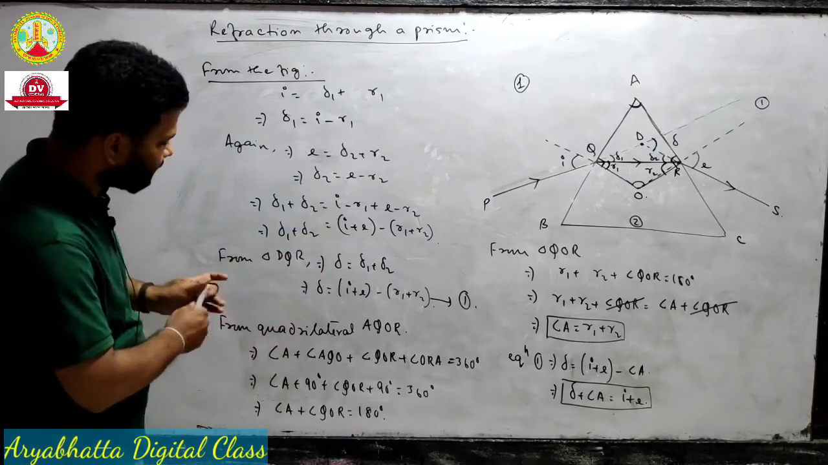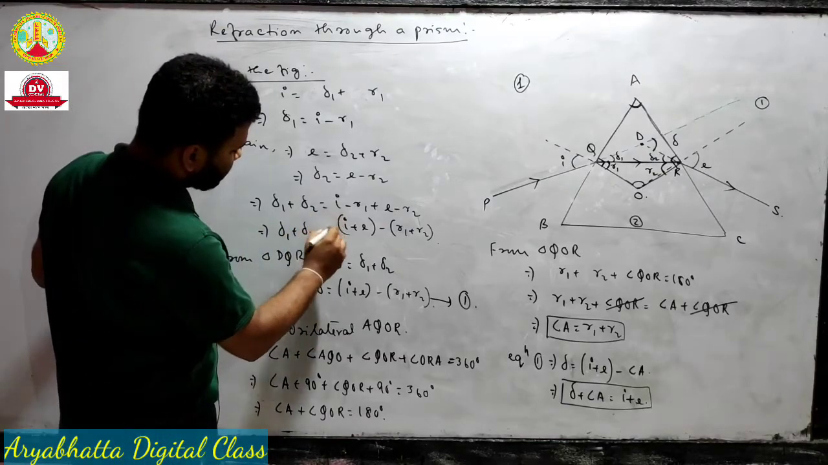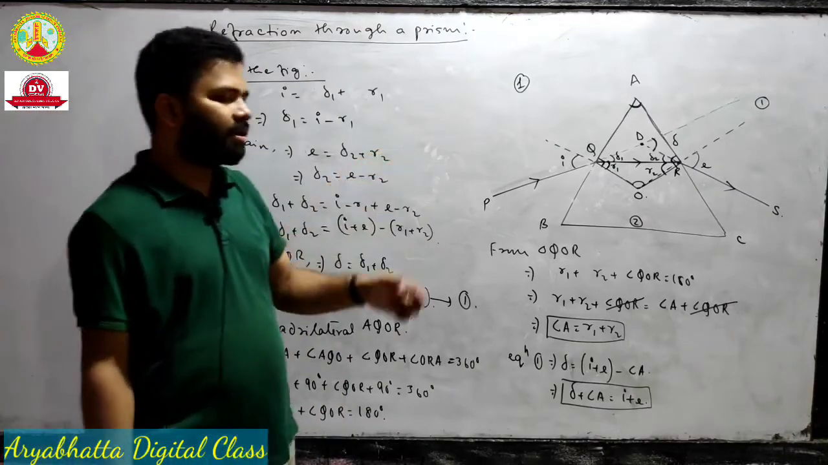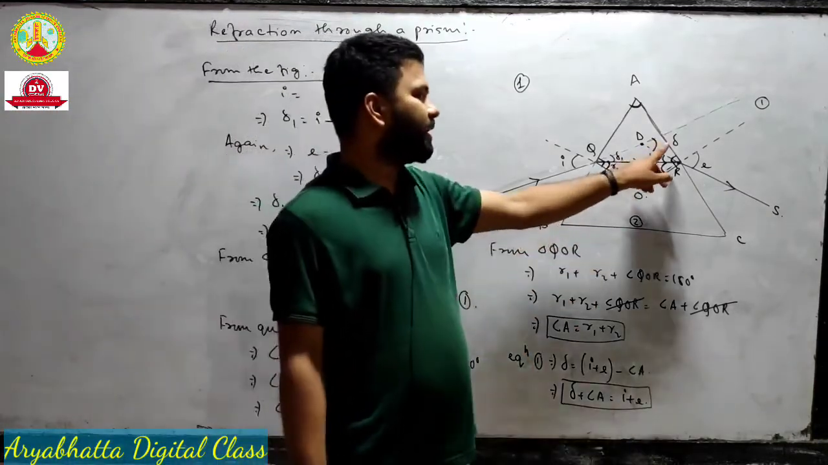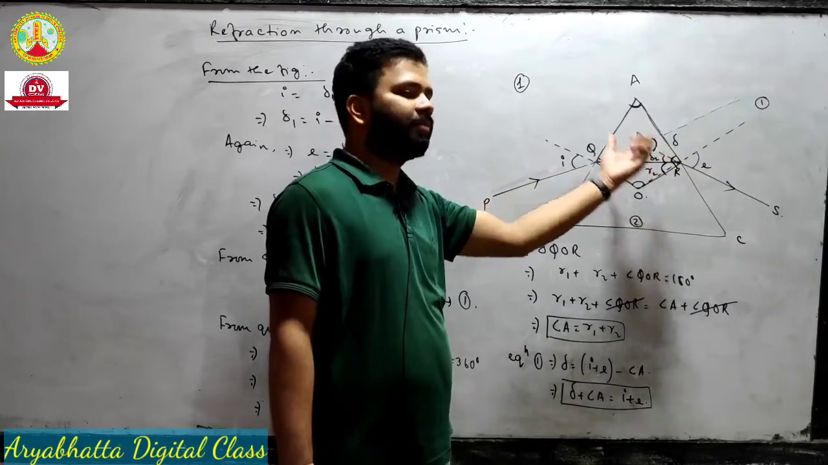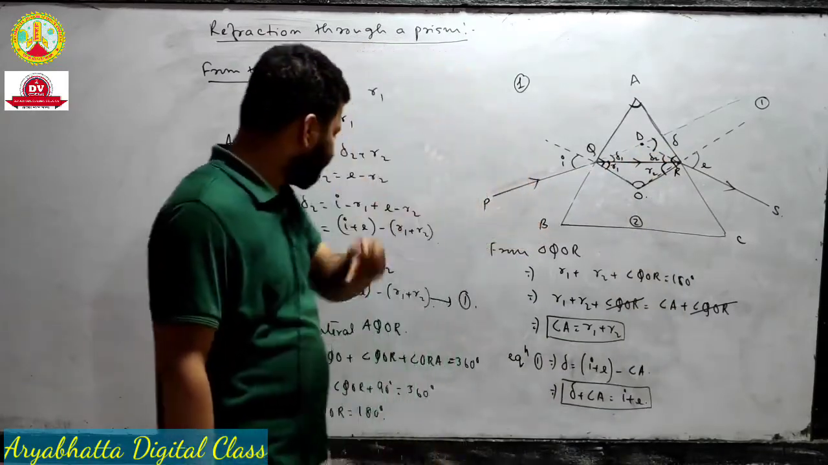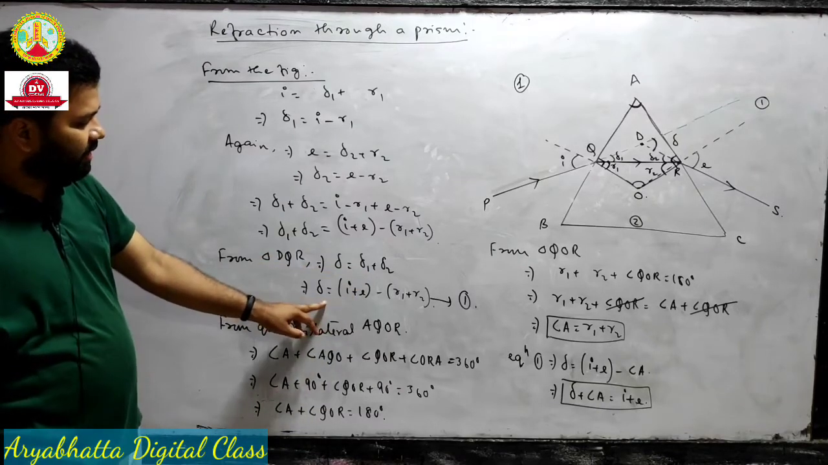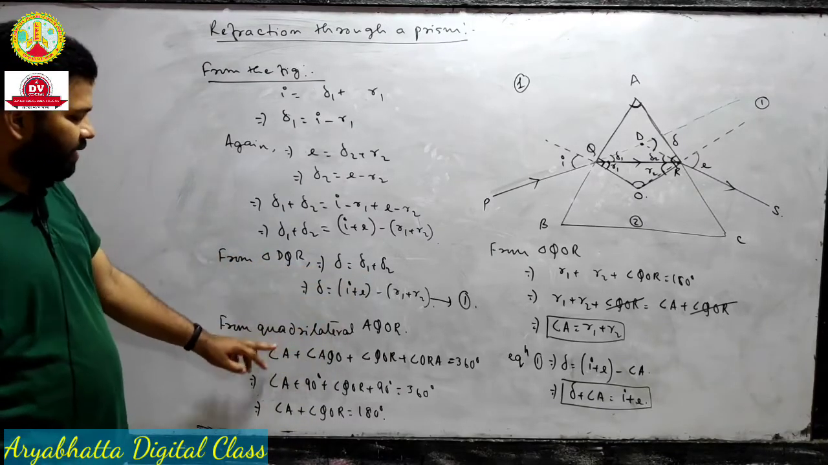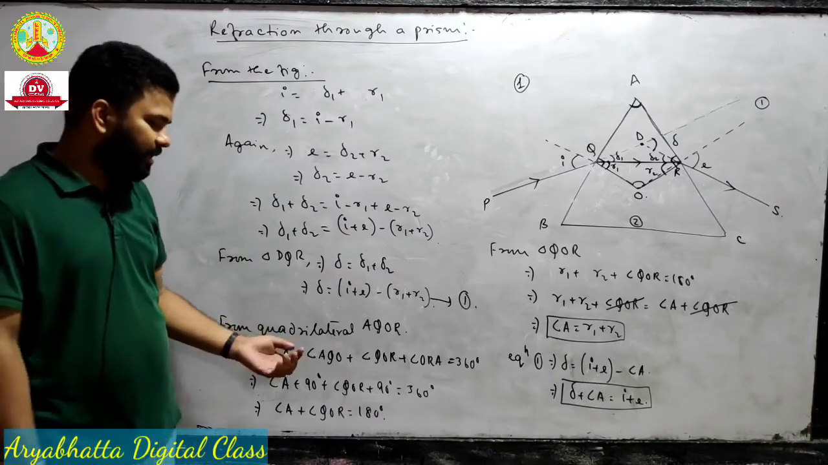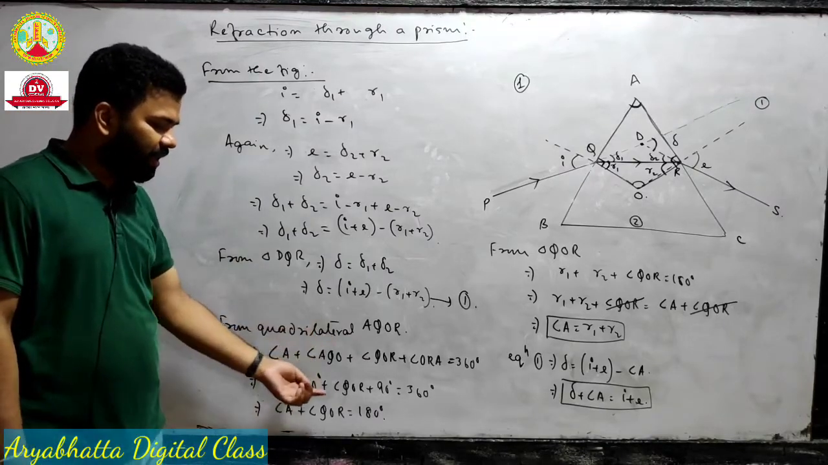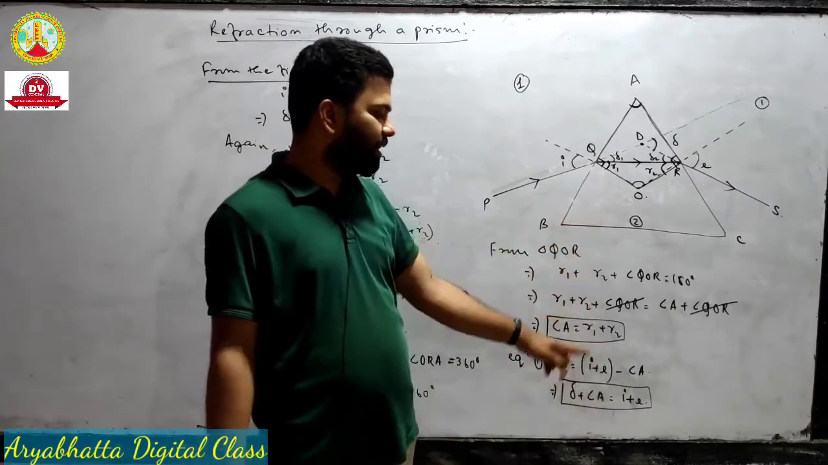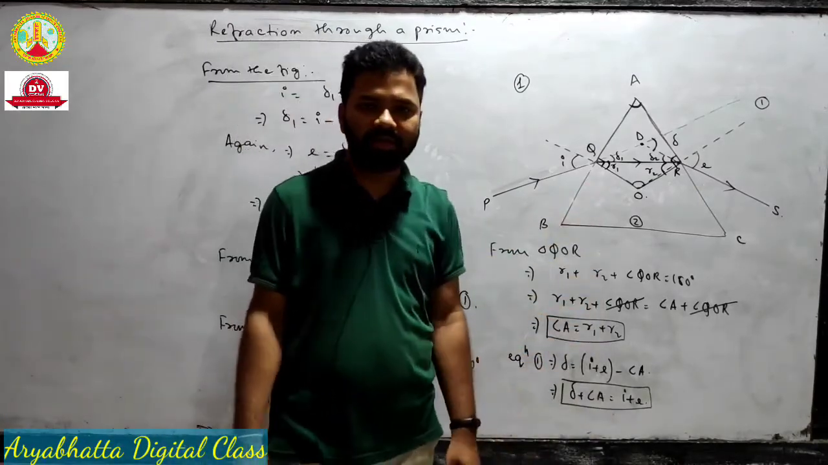So what is delta 1 plus delta 2? This much. From triangle DQR, the property we are using is that the exterior angle is equal to the sum of the interior angles. So delta 1 plus delta 2. Now we are using a very common fact: in a quadrilateral all the angles sum to 360 degrees. After that, in a triangle all the angles sum to 180 degrees, and finally we got this equation.